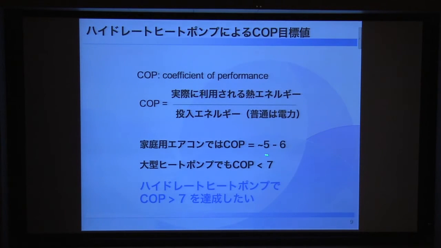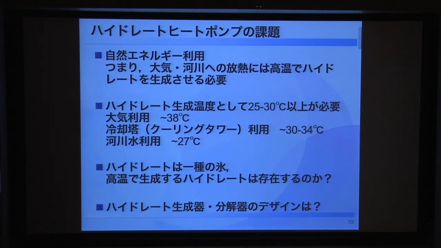When it comes to air conditioning for huge buildings or stations, it's close to 7. And what we want to achieve is as high as 7 with a hydrate heat pump. So this is dream technology, and we don't know how far we can go, but this is where we would want to aim.